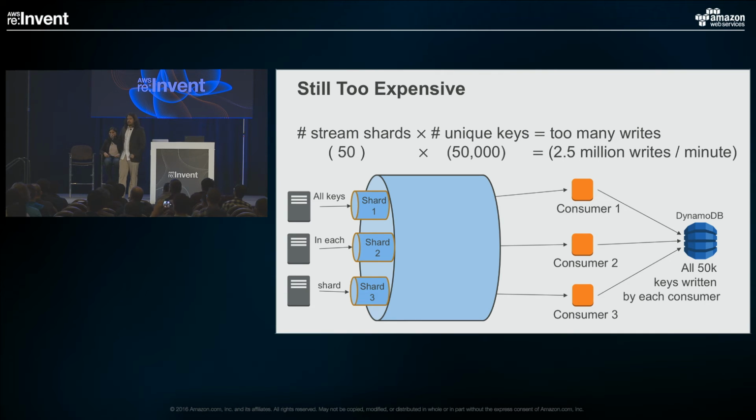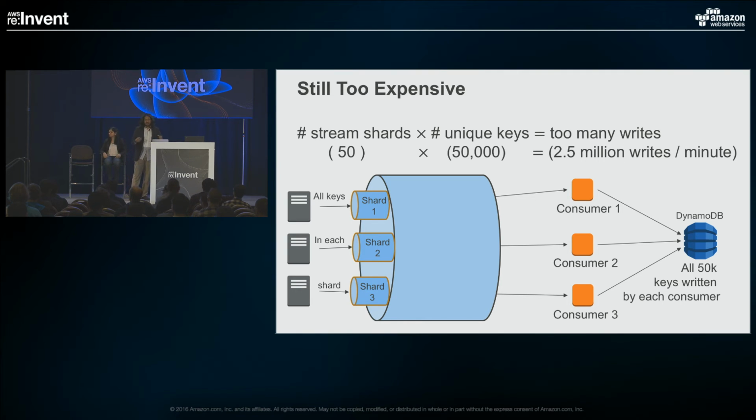The KCL creates a single process for every consumer, for every shard that needs to be consumed from. So we have about 50 shards, so there are 50 consumer processes, like Java processes, that are running independently, not sharing any memory. And so what that means is we are having each of our consumers read basically all 50,000 unique keys and writing all 50,000 unique keys into DynamoDB in parallel. So instead of writing all of those keys exactly once, we write them all 50 times and have about 2.5 million writes per minute, not what we originally intended.